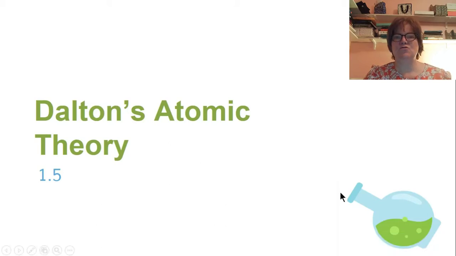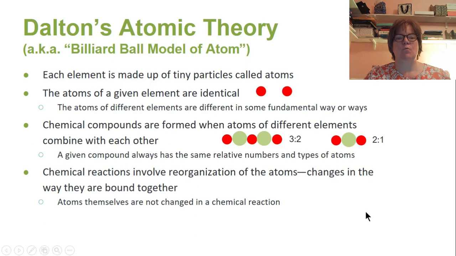So let me introduce you to this idea of Dalton's atomic theory. It's kind of the basic theory that all of these other theories are based off of. We sometimes refer to it as the billiard ball model of an atom. And the idea that he said was that every element is made up of tiny particles called atoms. We've kind of already discussed this as one of our basic assumptions in chemistry.